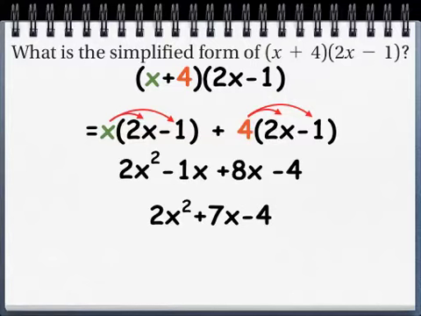There's nothing else that I can do there. There's no other like terms that I can combine. And make sure that your answer is in standard form. I am in standard form because I have my 2x squared on the left side all the way down with my 7x and then my negative 4. So my monomials' degrees are decreasing as we go from left to right.